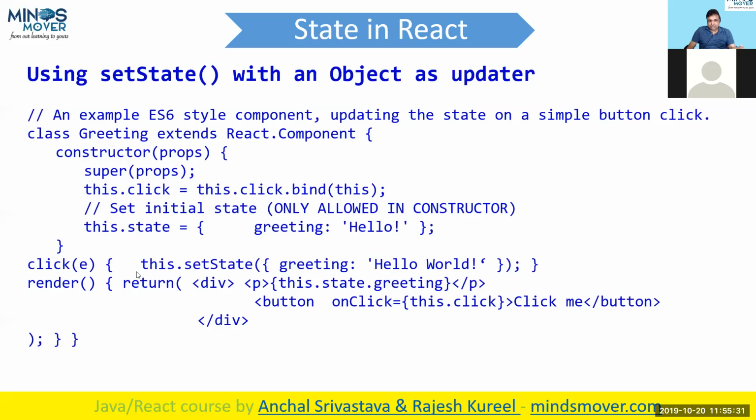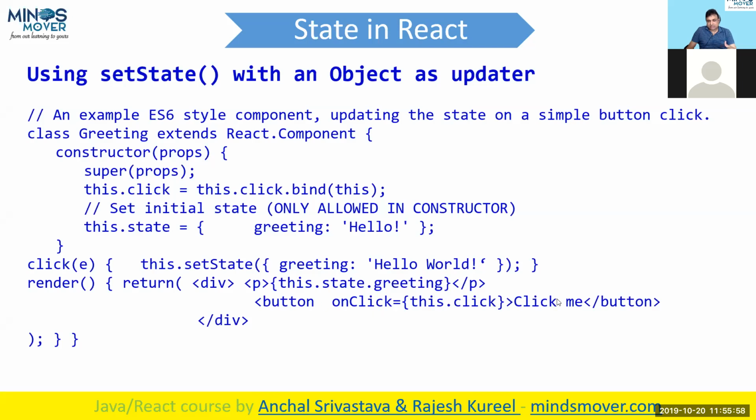And then whenever the user clicks, you want to change it, right? You can do it using this.setState and then greeting: hello world, right? So whenever someone clicks, the greeting value will change from hello to hello world, and then the same value will be displayed here, right? Your component is returning this div where you are rendering this.state.greeting, okay?